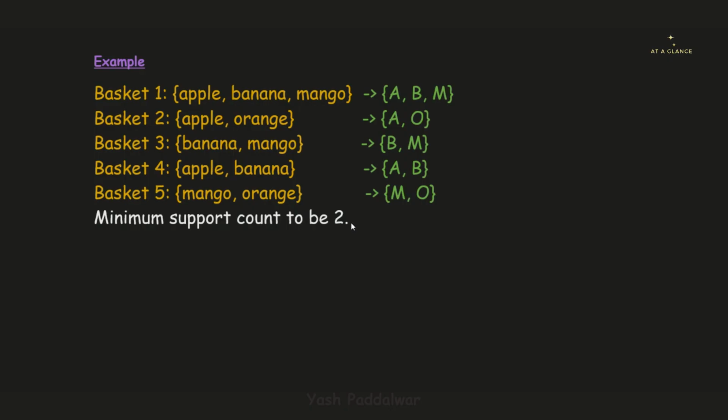Now, the thing I have done here, just to increase the simplicity, I have replaced each and every item's name by its first letter in capital. Here, if we look at apple, I have replaced it with capital letter A, that is the first letter of apple. Similarly, for banana, I have written B. For mango, I have written M. And for orange, I have written O.